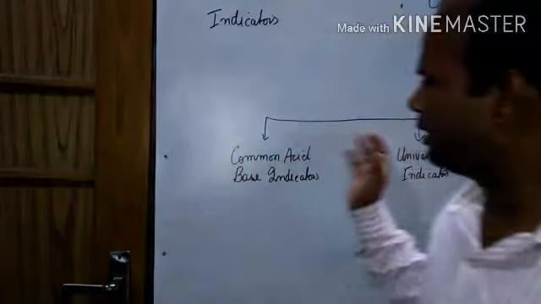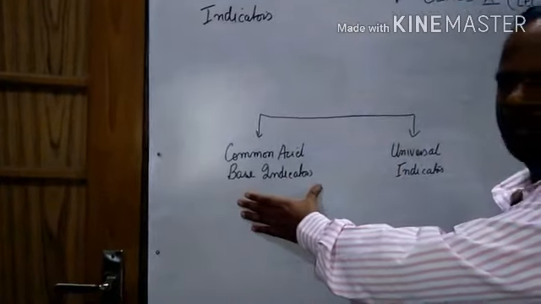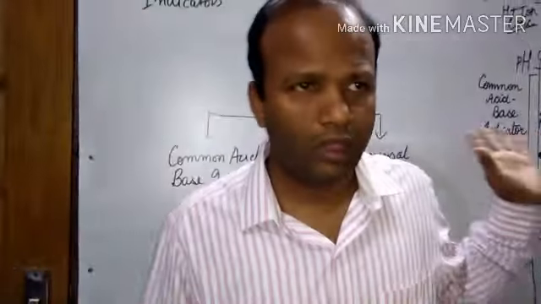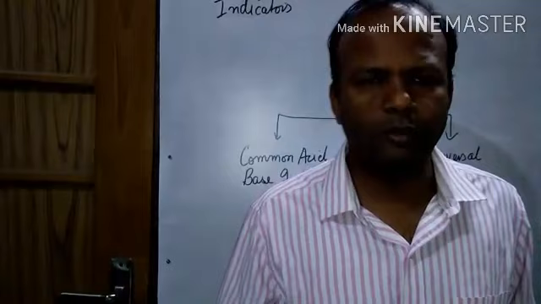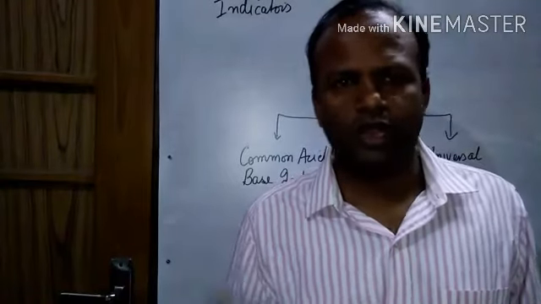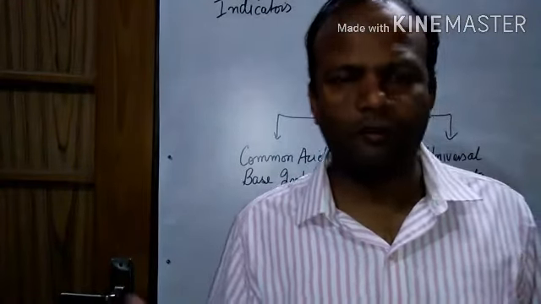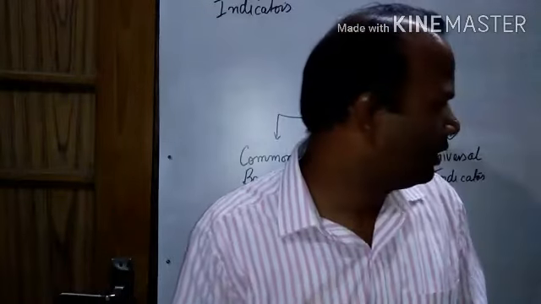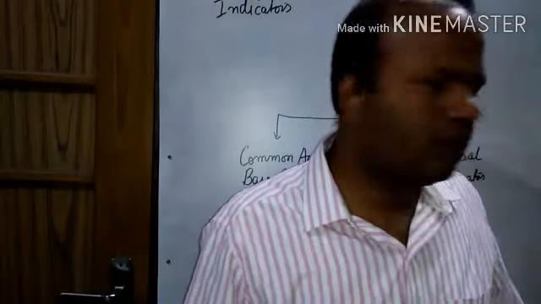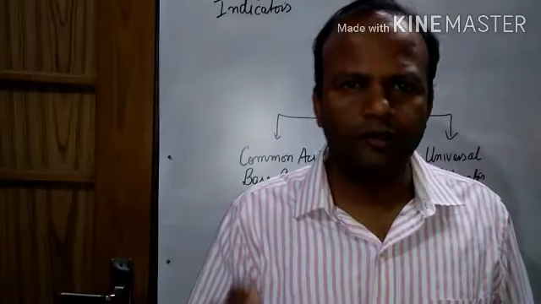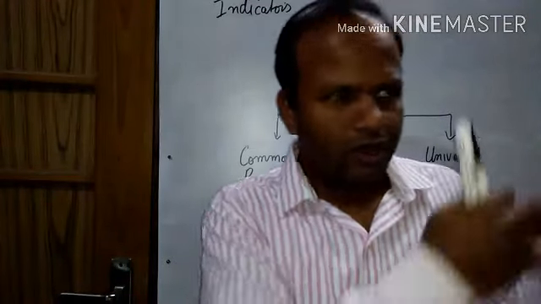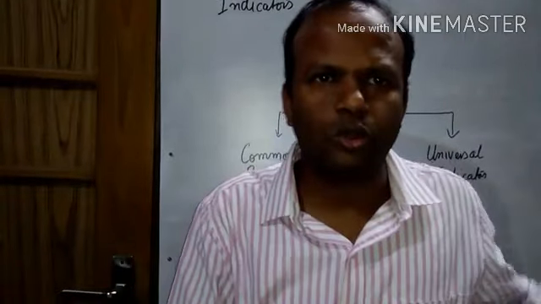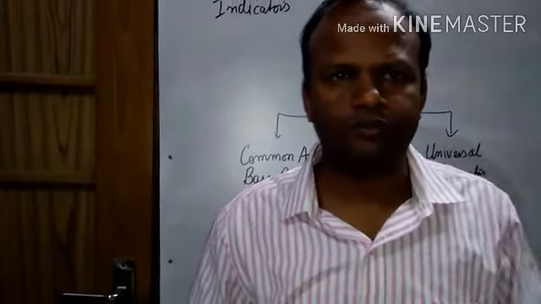So indicators, very well we know common acid base indicators and universal indicators. We have common acid base indicators, and all of you must know litmus paper or litmus solution, methyl orange and phenolphthalein. Then we have universal indicators, which are dyes in fact, and they have advantages over the acid base indicators. So let us see, I have drawn the table, let us go through it and have a look.